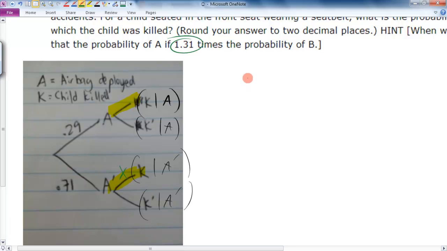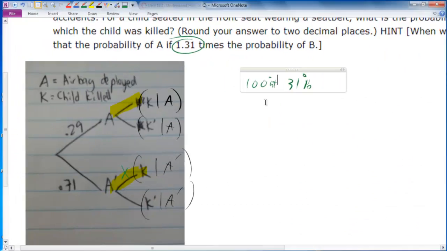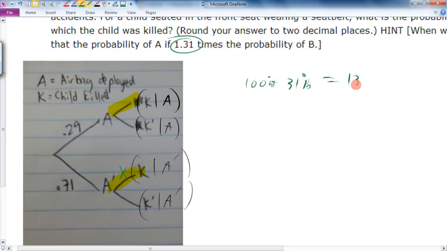It's the simple idea of 100% plus another 31%. You put those together, that's going to make 131%. That written as a decimal is 1.31. So if X represents the likelihood of a child passing away when the airbag doesn't deploy, then this one is 1.31x. Whatever this number is, this one's 31% more likely because it has the original 100% plus another 31%.